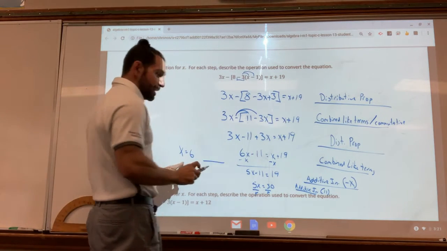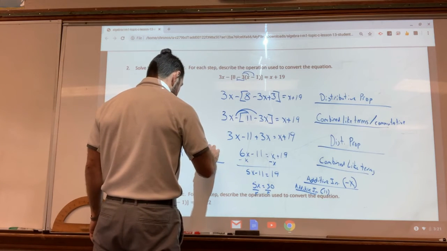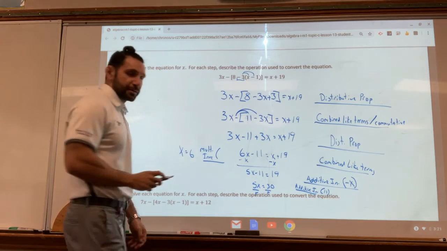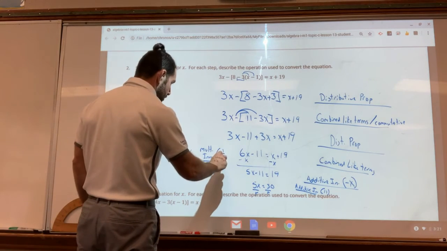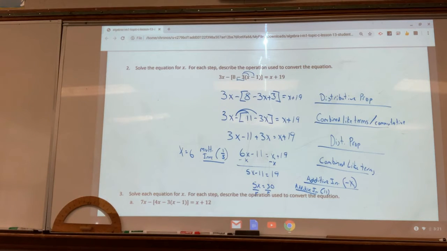Well, what did I do to get to x equals 6? Don't put divide by 5. Put multiplicative inverse. And then what are we going to put in parentheses? Well, we're going to put 1/5. That's the same as dividing by 5. Questions?